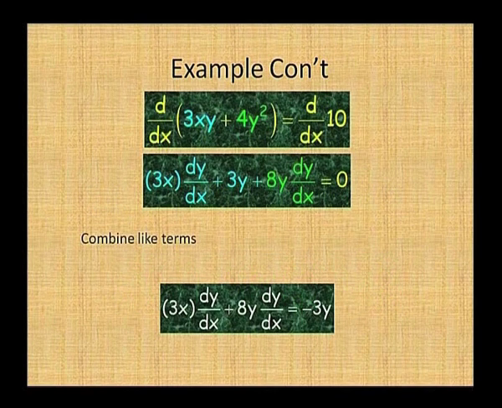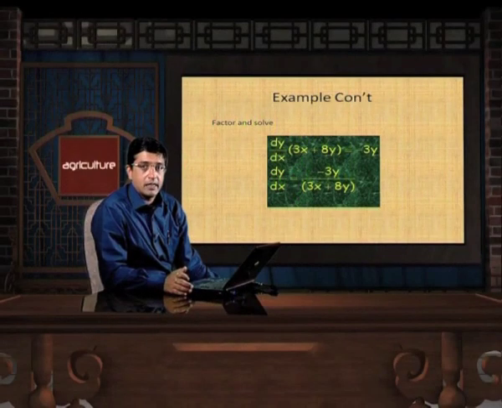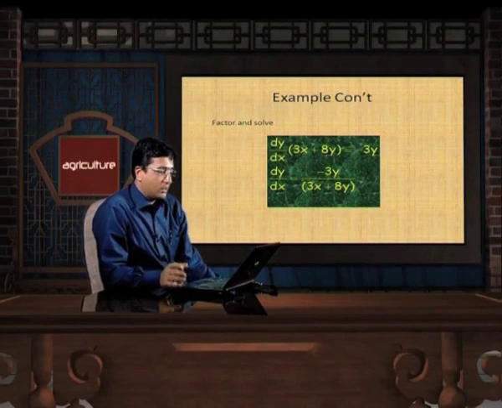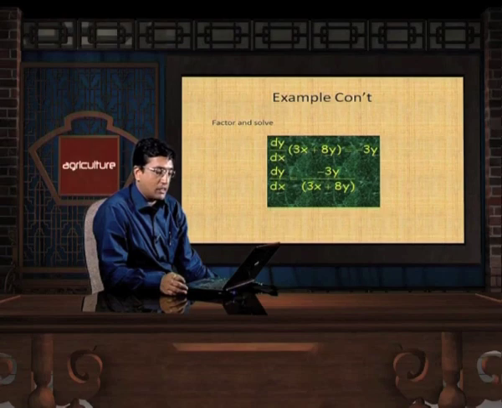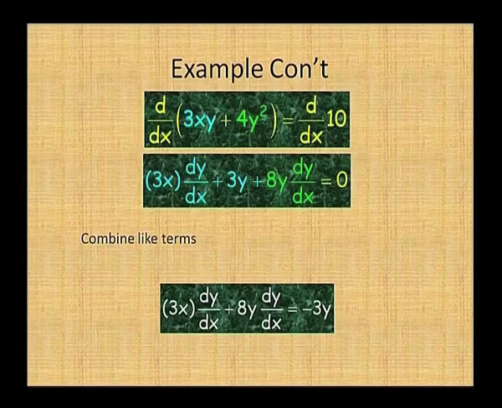Combining the first and second results, we take 3x dy by dx plus 8y dy by dx is equal to minus 3y. The common factor is dy by dx, and the remaining value is 3x plus 8y, so (3x plus 8y) dy by dx equals minus 3y, and dy by dx is equal to minus 3y upon 3x plus 8y.